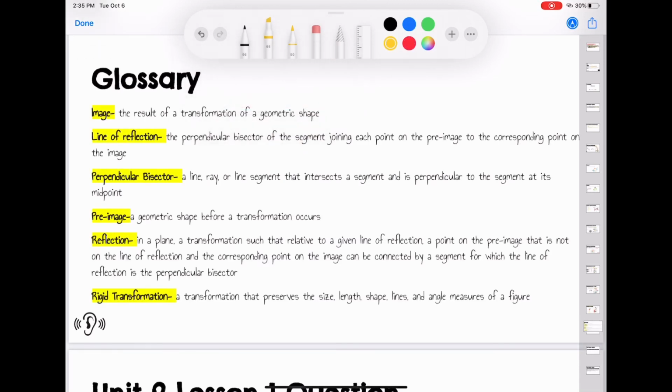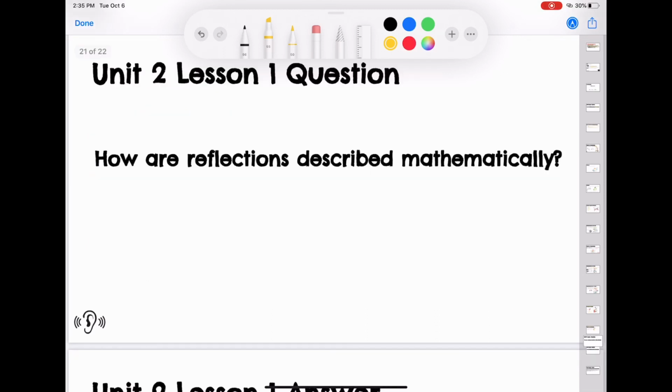Here are the terms that we learned today. We learned what an image is. That is the result of a transformation. We learned what the line of reflection is, what a perpendicular bisector is, what a pre-image is. Remember, that's what exists before a transformation occurs. We defined reflection, and we learned what a rigid transformation is.